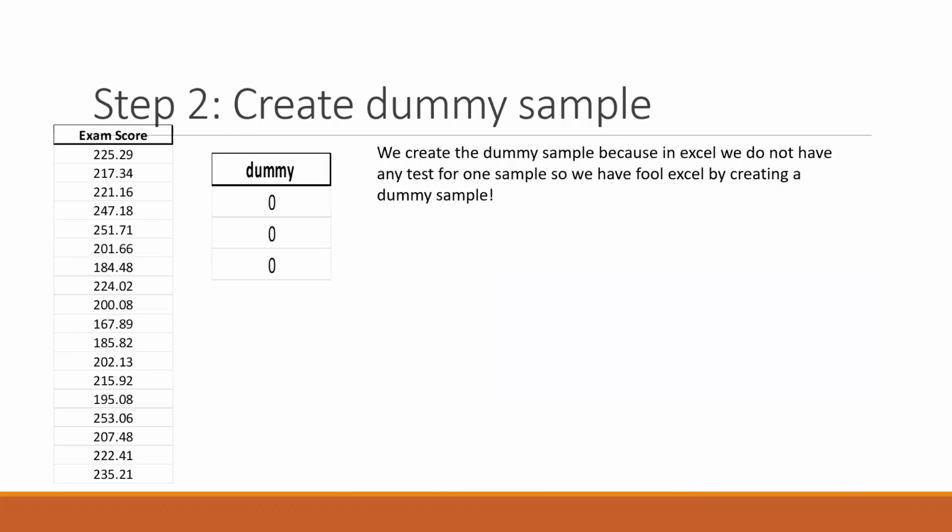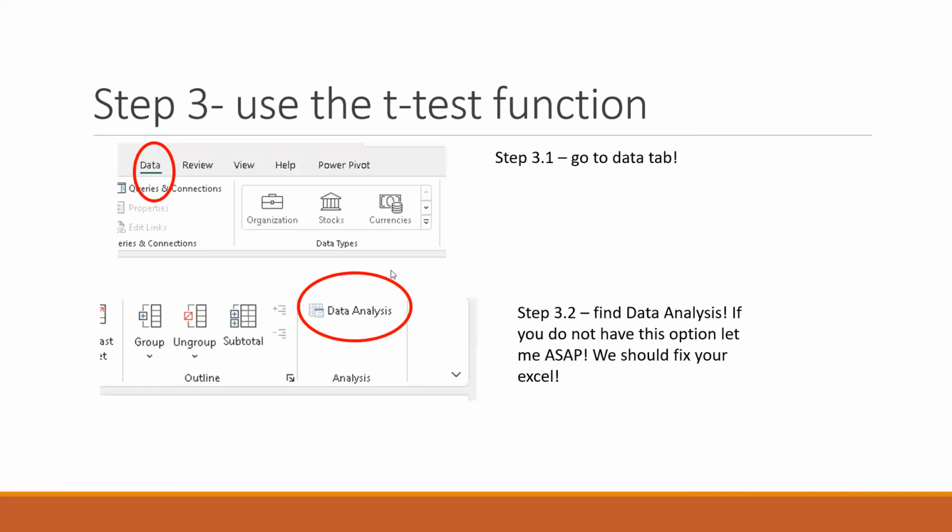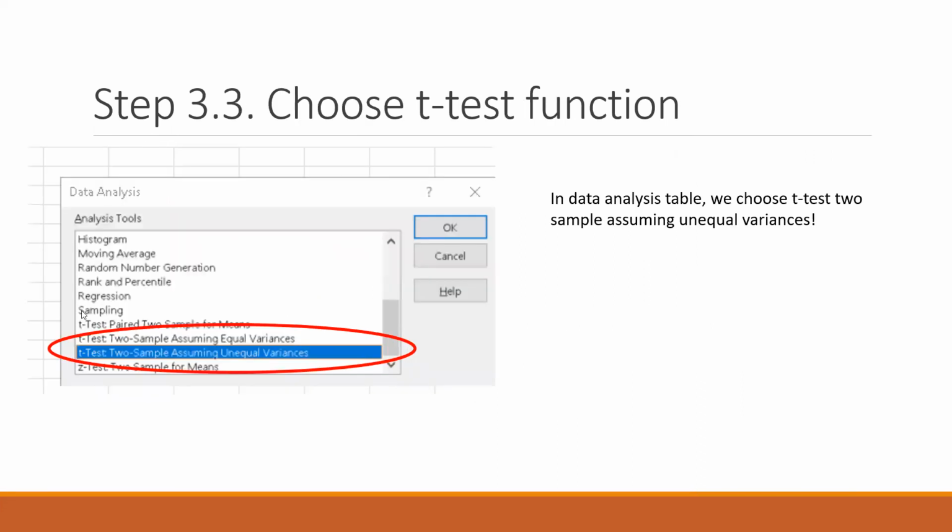So the second step is, because I have just one population and I'm going to use Excel to calculate and test the hypothesis, I need to build a dummy sample to fool Excel. So I build a dummy, put some 0s here, and then I go to Data, choose Data Analysis. Then this table comes up: t-test, two sample, assuming unequal variance. Hit OK.